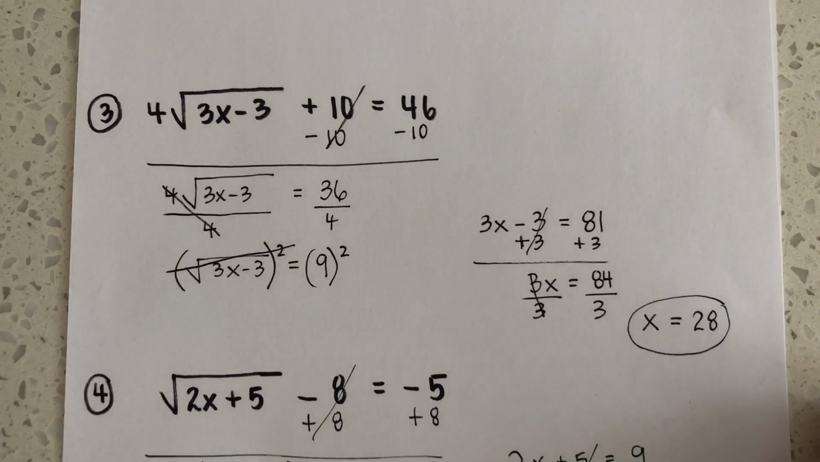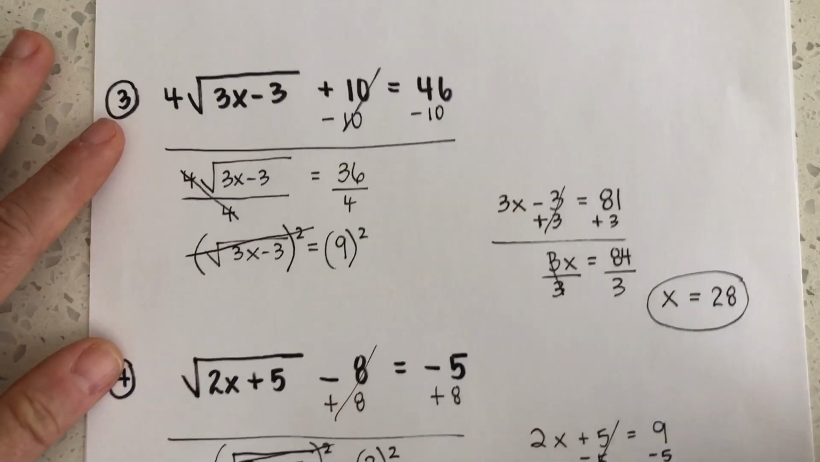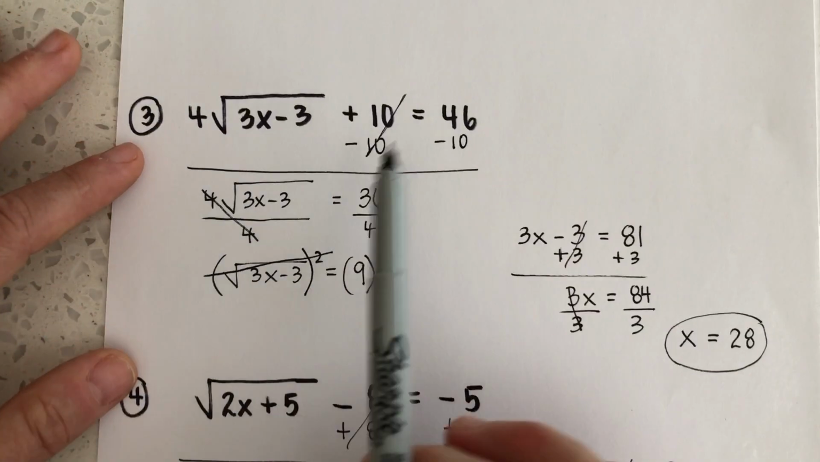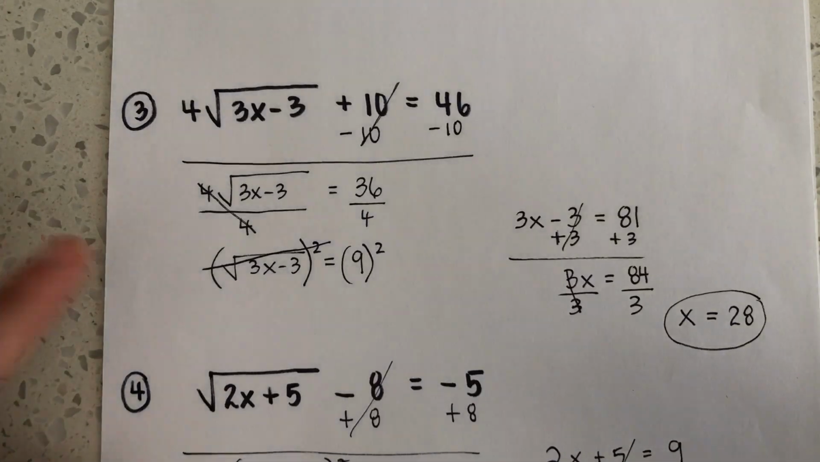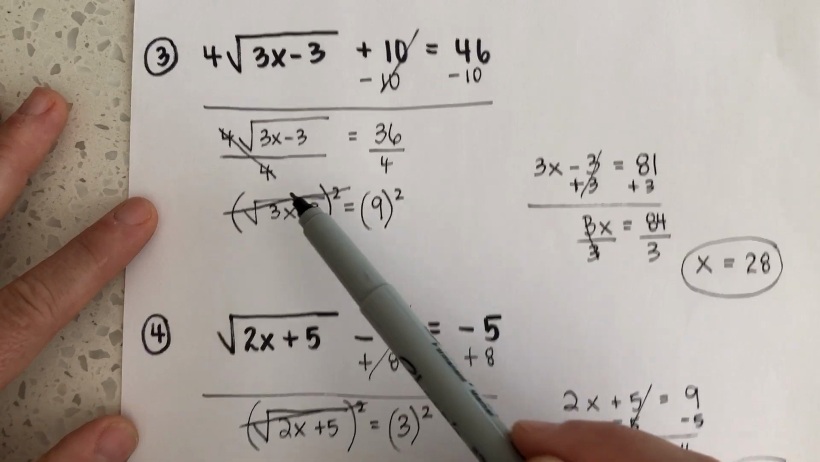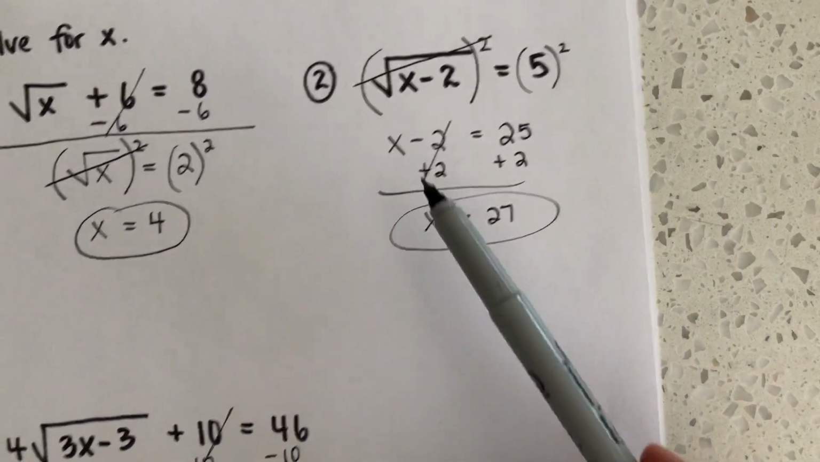Okay, again, one of the biggest mistakes I see with students is that they try to square both sides before they get the radical by itself. You have to have the radical alone before you can raise it to some power, okay? All right, a couple more and we'll be done for today.